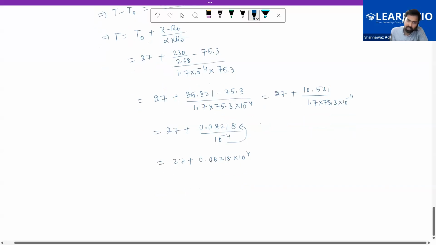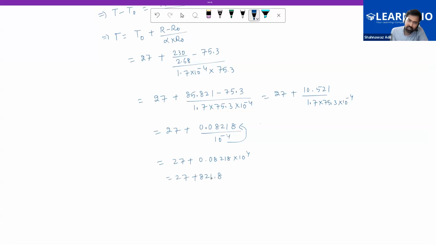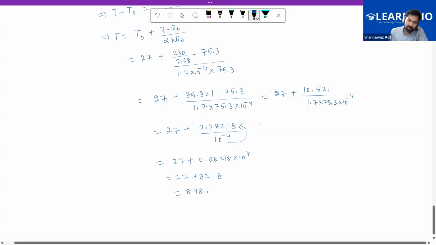So we have 1, 2, 3, 4 places to move. So this is 27 plus 821.8, and then this is 848.2. That is your final answer. This would be your answer. Is it clear?